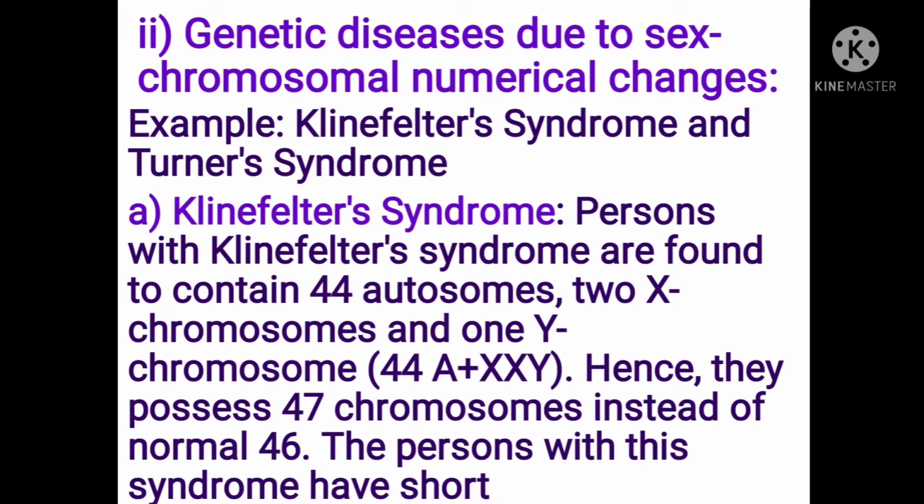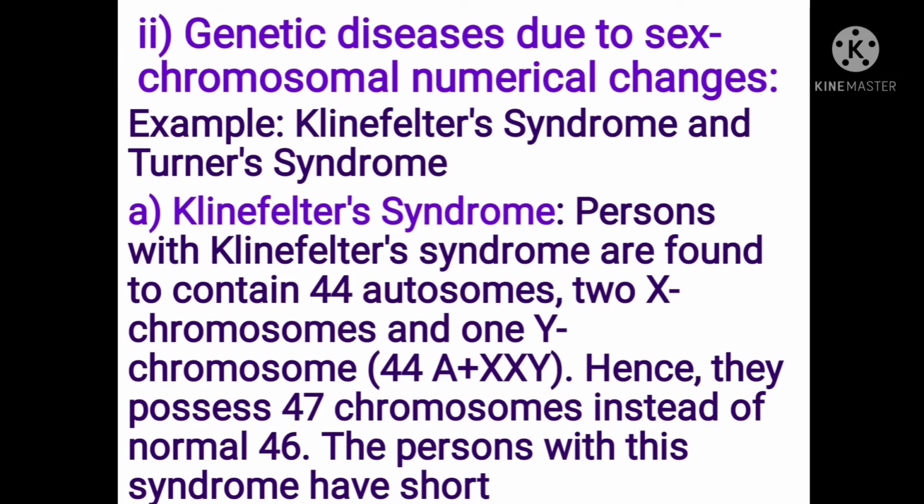Number 2. Genetic diseases due to sex chromosomal numerical changes. Example: Klinefelter's syndrome and Turner's syndrome. Klinefelter's syndrome. Persons with Klinefelter syndrome are found to contain 44 autosomes, 2 X chromosomes and 1 Y chromosome, 44A plus XXY. Hence, they possess 47 chromosomes instead of normal 46.